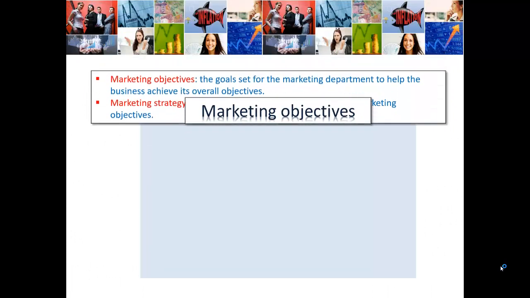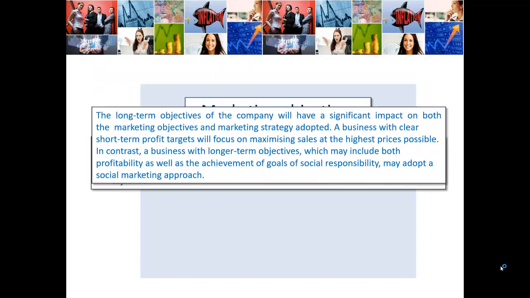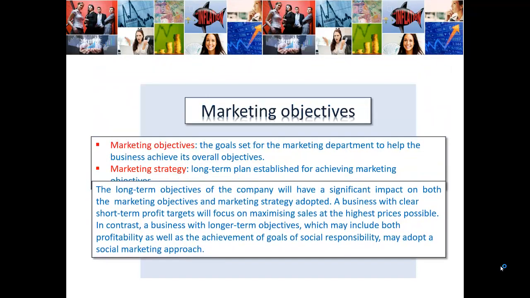Marketing objectives. Marketing objectives are the goals set for the marketing department to help the business achieve its overall objectives. Marketing strategy, a long-term plan established for achieving the marketing objectives which have been set. The long-term objectives of the company will have a significant impact on both the marketing objectives and marketing strategy adopted.